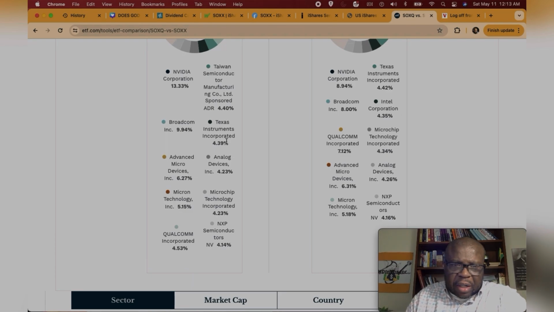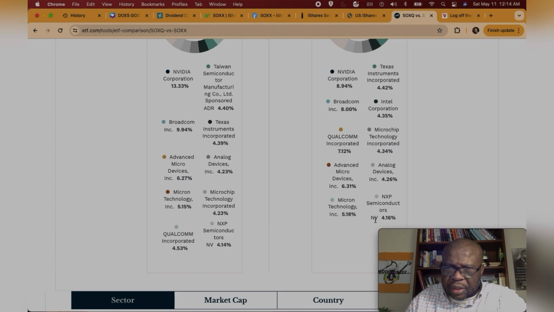Actually, Taiwan Semiconductor is the 5th holding in SOXQ, but it's not here in SOX. Taiwan Semiconductor is not here in the top 10. We have Texas Instruments at 4.39%. It's very similar in SOX. Analog Devices at 4.2, and it's 4.26. Microchip Technology at 4.23, and it's very similar, 4.34. NXP Semiconductor at 4.14.